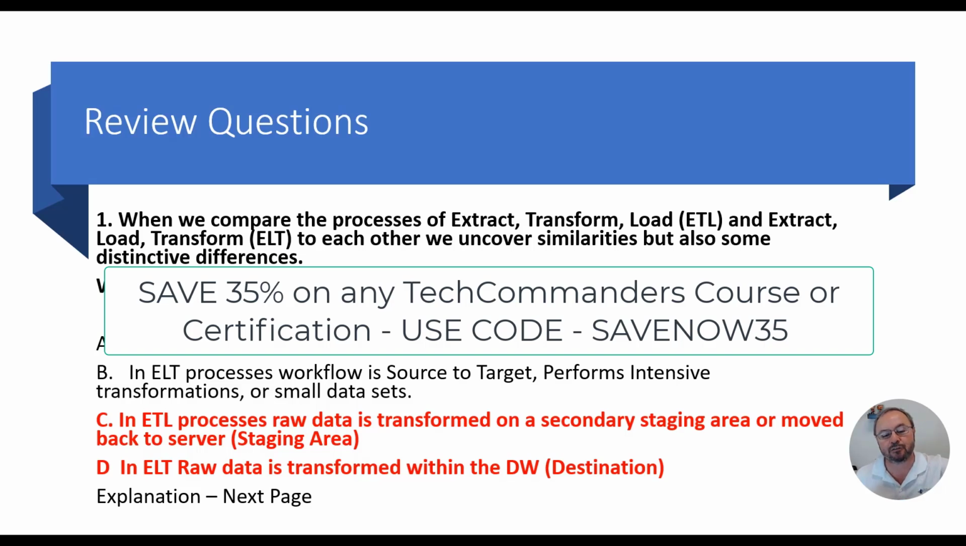Remember that the processes are going to take raw data and transform them onto a secondary staging area, or they can move them back to the server, which is also known as a staging area. Now we also will take, for example, in ELT, the raw data and transform that within the DW, which is the data warehouse.